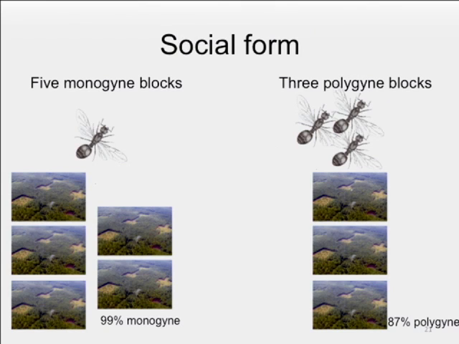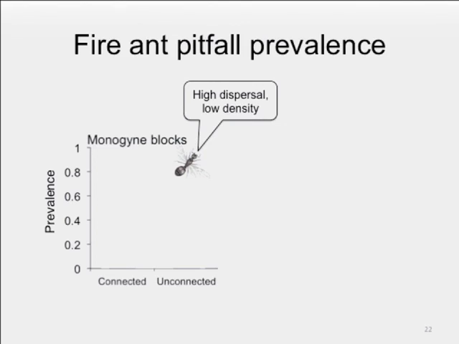I found that blocks were either dominated by one social form or the other. 5 of the 8 blocks were dominated by the monogyne social form. 3 of the 8 blocks were dominated by the polygyne social form. I looked for underlying differences in these blocks in terms of previous land use or orientation, and I didn't find support for that. But interestingly, 2 of these blocks were more recently created than the rest of them, and they were both polygyne blocks. So I'll come back to this idea.